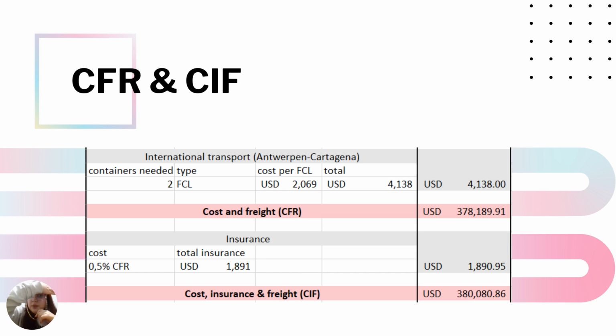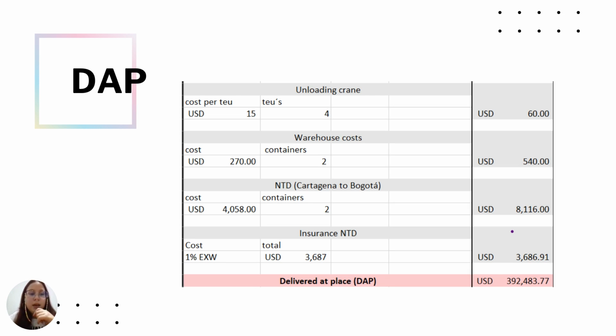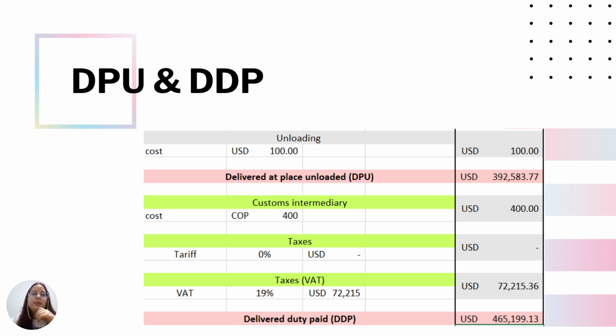Next, we have CFR and CIF with the international freight and the insurance. In each one, here we got the DAP, and finally the DPU and the DTP. In the DTP, we can see the taxes, the values of the taxes that we already discussed earlier.